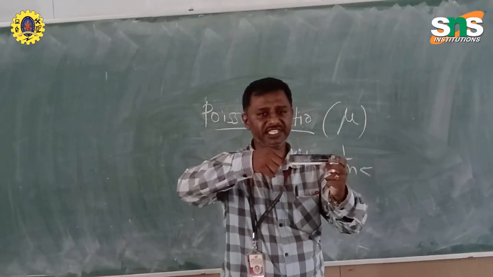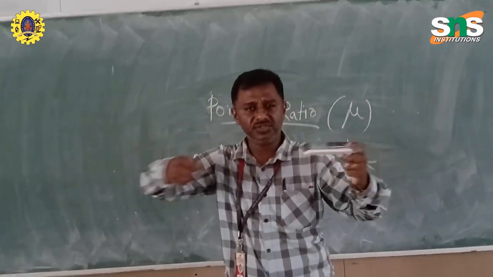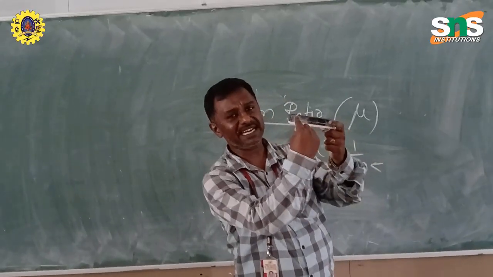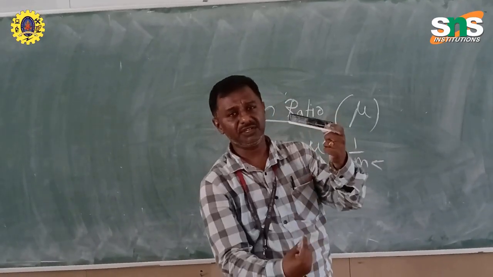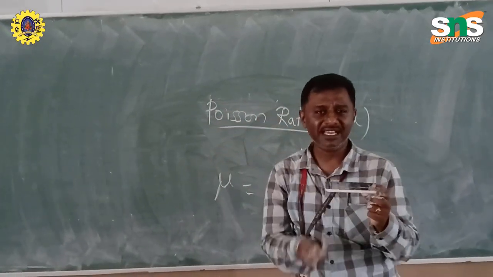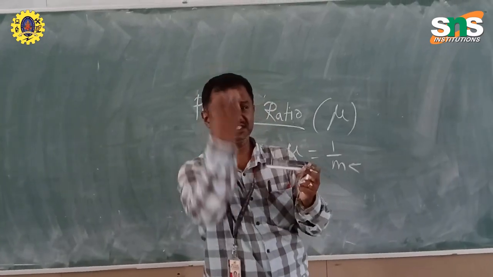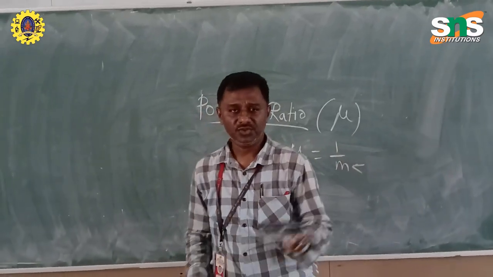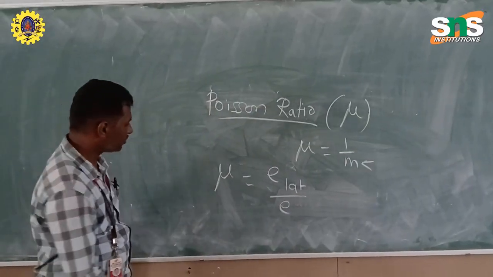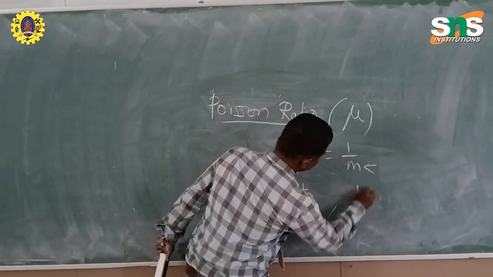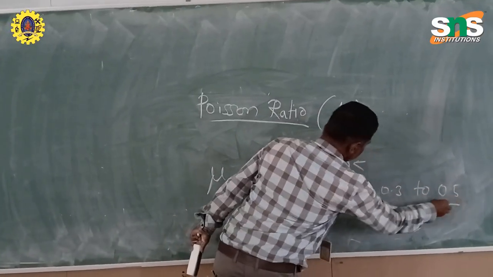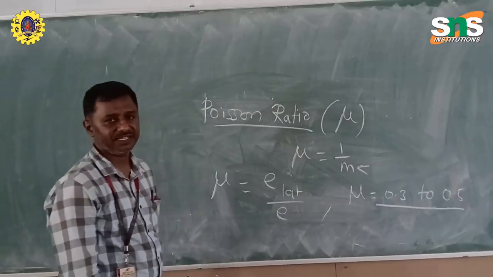If you apply a load here, it will tend to stretch, so there will be an increment in length. At the same time, the transverse or lateral direction tends to decrease. So when applying the load, there is a change in length as well as in the transverse dimension. The ratio is called the Poisson ratio. It has a positive value for most engineering materials; mu ranges from 0.3 to 0.5.